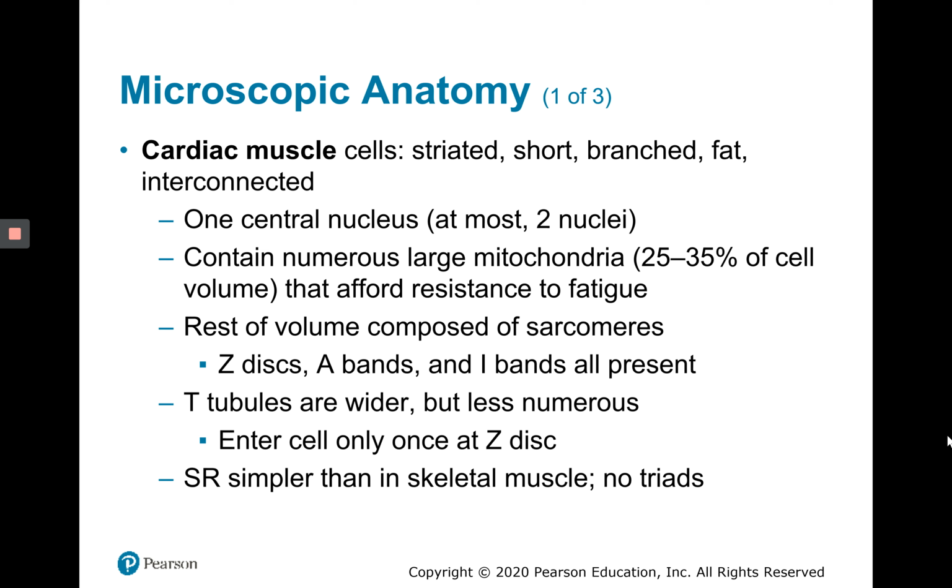The T-tubules in cardiac muscle are wider, so less numerous than those found in skeletal muscle. We find that the T-tubules for cardiac muscle only enter the cell once at a Z-disc. So we don't see the same type of association of T-tubules with sarcoplasmic reticulum, and the simpler sarcoplasmic reticulum of cardiac muscle cells is not going to lend itself to the formation of triads.